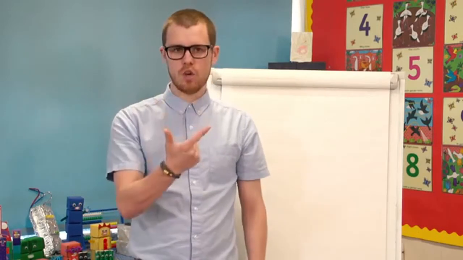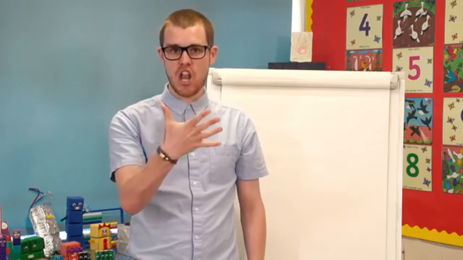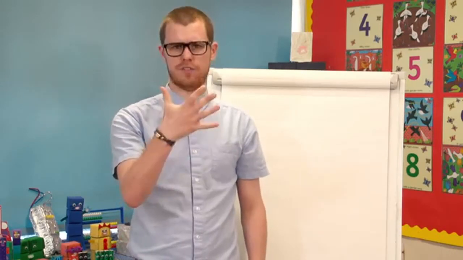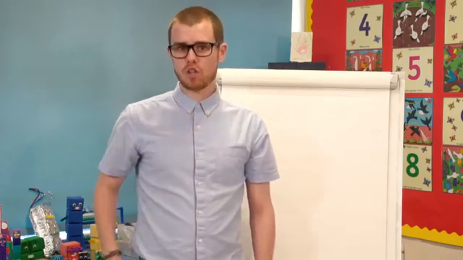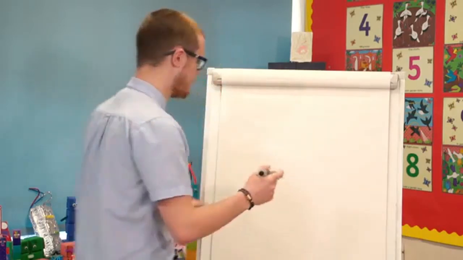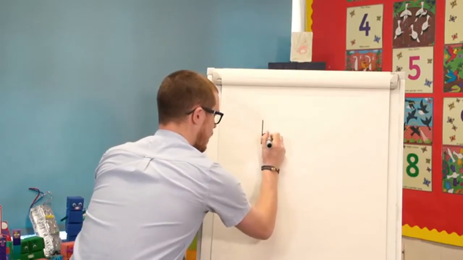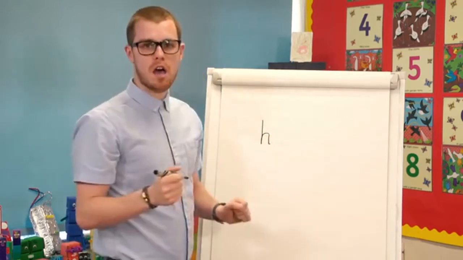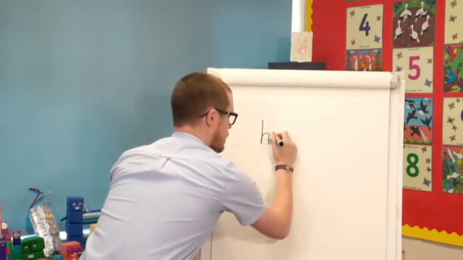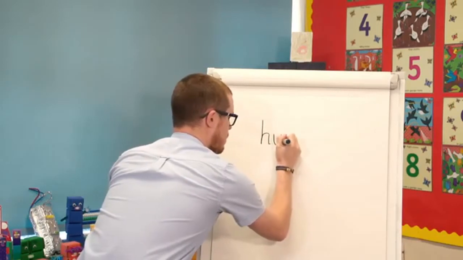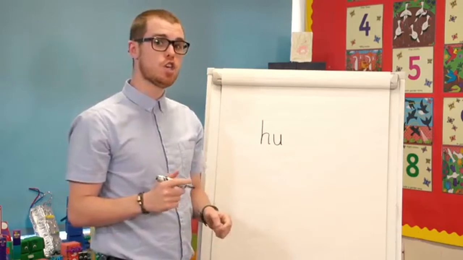Human. U-m-a-n. Let's count how many sounds there are. Human. U-m-a-n. Human. That's five sounds. Watch me write human. The first sound is h. Then we have today's grapheme you.